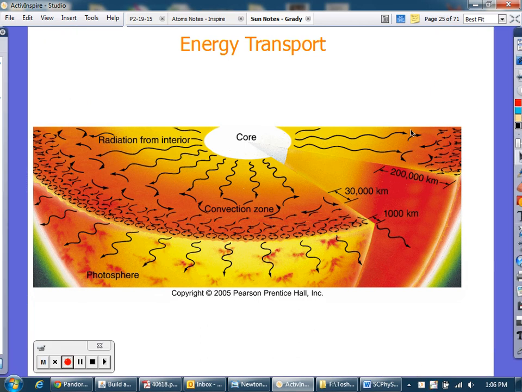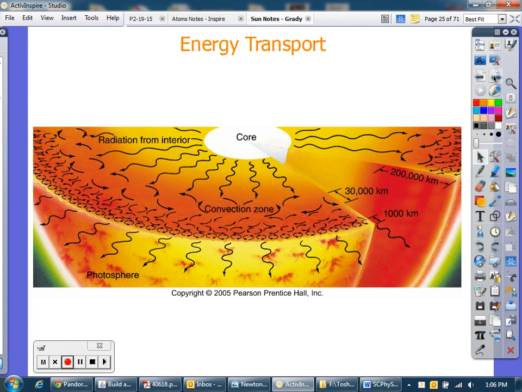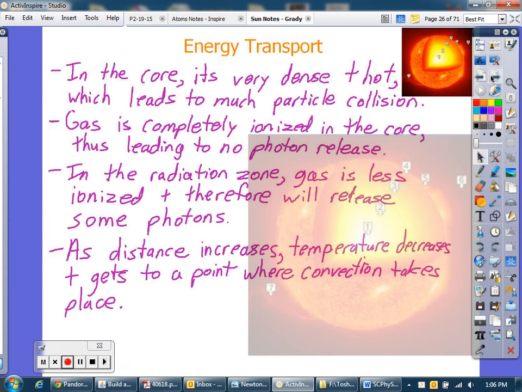Just another shot at this. The only thing that I really like about this diagram is the fact that it shows the different sizes of the convection cells. Convection cells closest to the radiative interior will be larger, and as they get further and further outward, they get smaller. And then these little small convection cells in the outer surface will cause granulation of the photosphere layer.